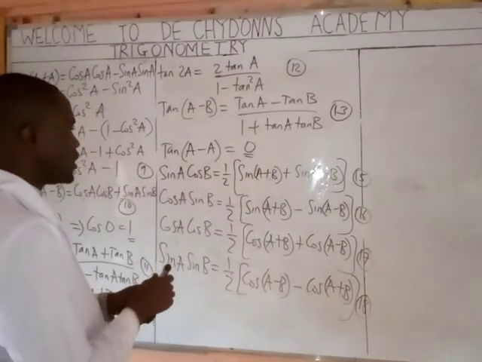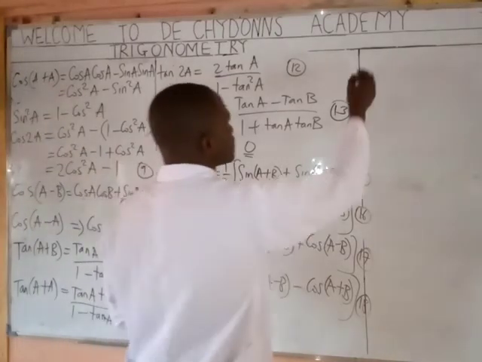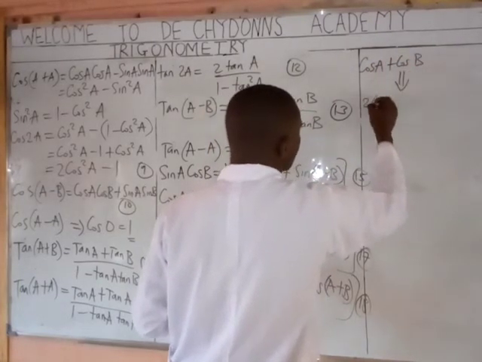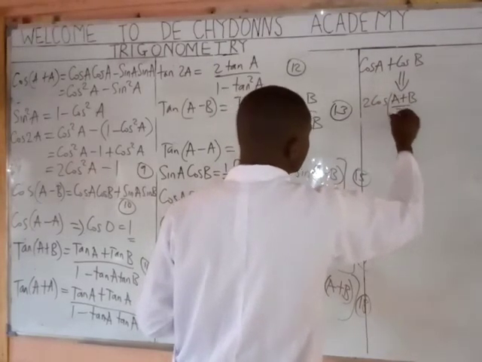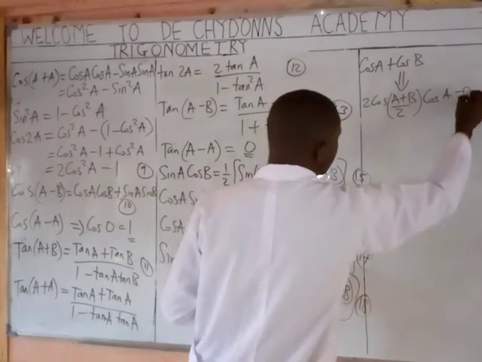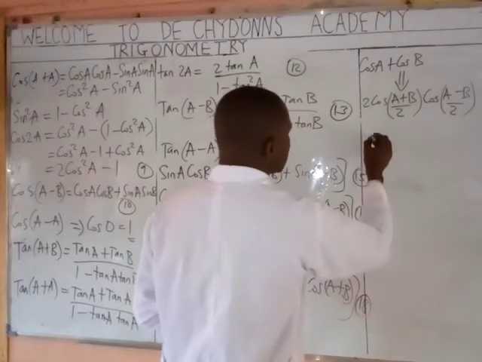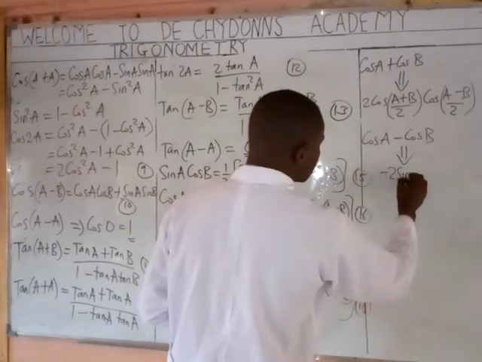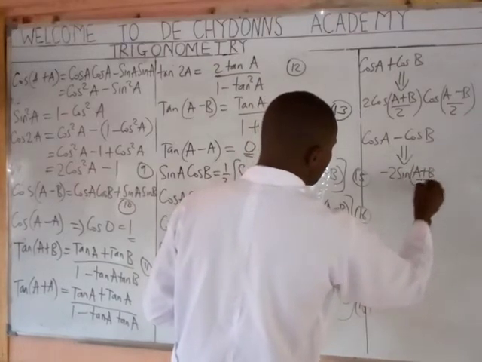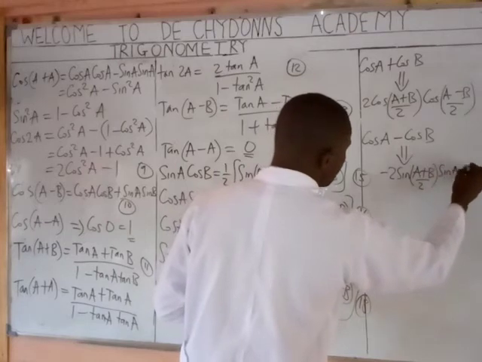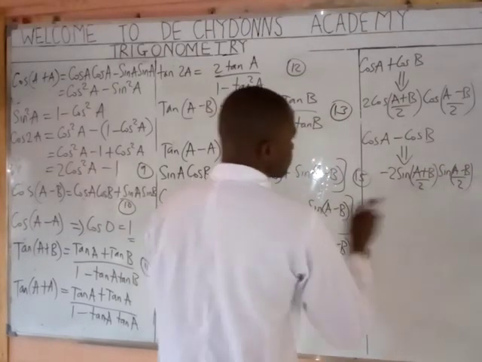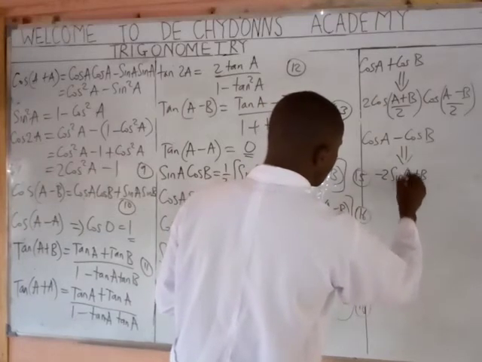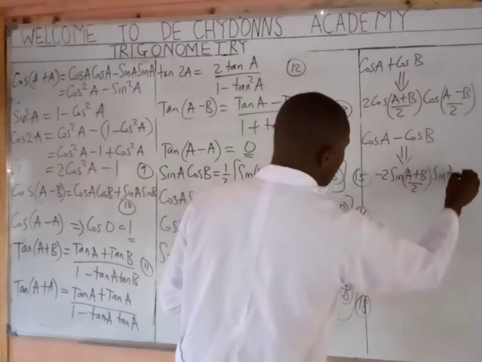We are not stopping here in the derivation of the equations. We now say that cos A plus cos B is equal to 2 cos((A plus B) all over 2) cos((A minus B) all over 2). Then we come again, cos A minus cos B is equal to minus 2 sine((A plus B) all over 2) sine((A minus B) all over 2).